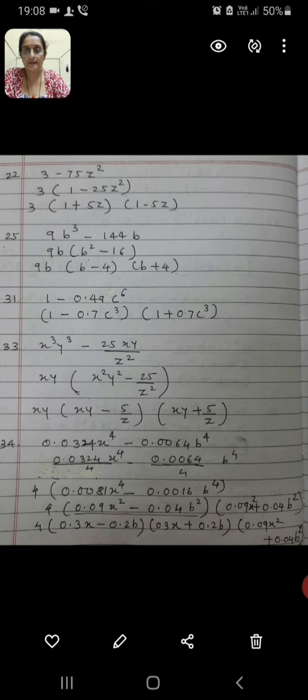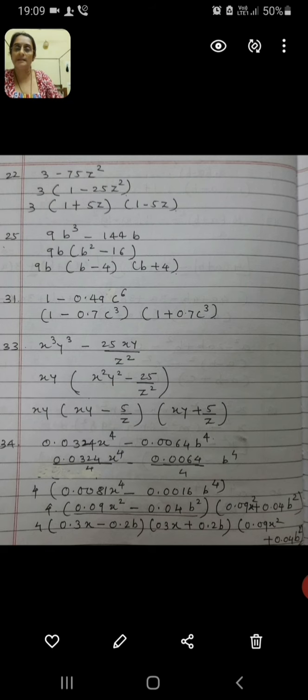Now the first bracket, the one with the negative sign, also contains perfect squares. Again we can factorize those numbers. So 0.09's root is 0.3, x square's root is x, 0.04's root is 0.2. So once you put it positive, once you put it negative. So again the first bracket is factorized into 0.3x minus 0.2b and 0.3x plus 0.2b. The last bracket will be as it is.